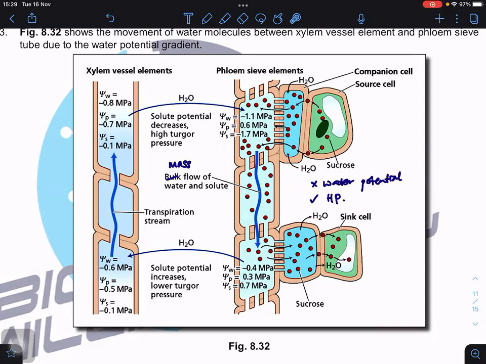How about in the xylem? In the xylem, you can see the water potential is negative 0.6 and negative 0.8, so higher, lower. Therefore, water molecules move. And if you compare the sieve plate, in the xylem there is no sieve plate, it is totally broken down.